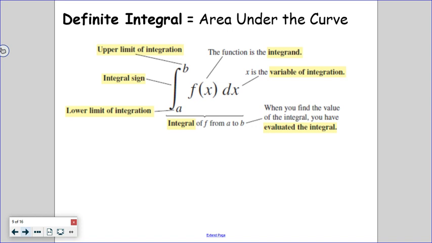At the very end of today, we'll talk about another way that this can be shown, and that is using summation notation, because it's summing up an infinite number of rectangles.